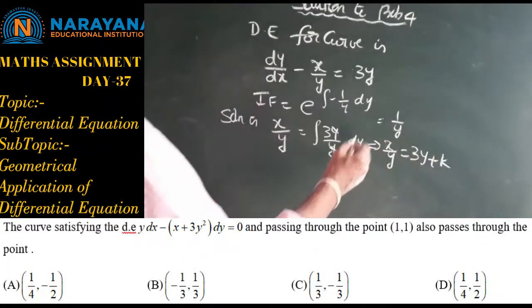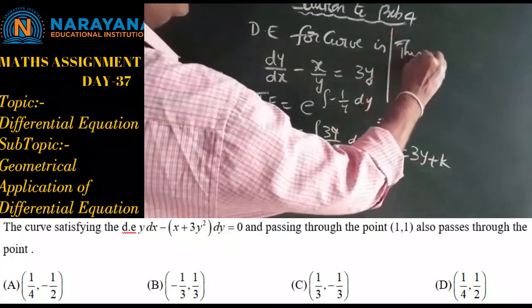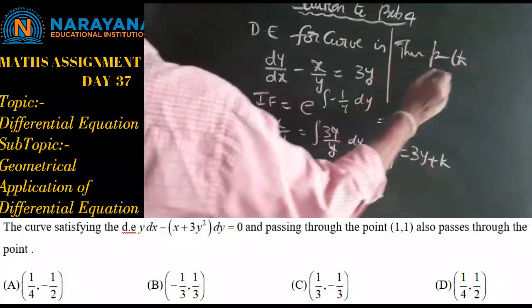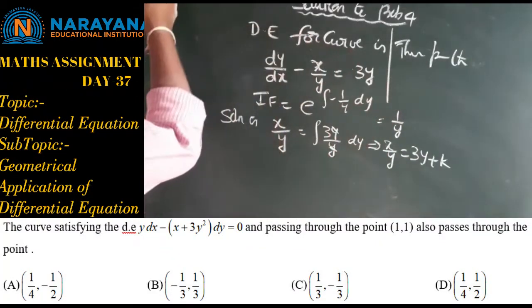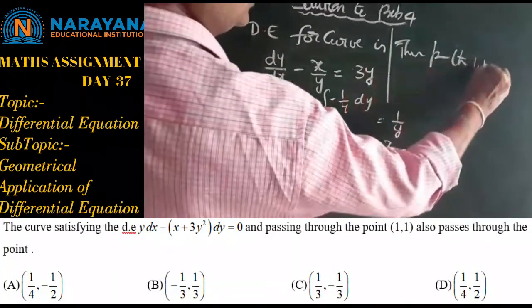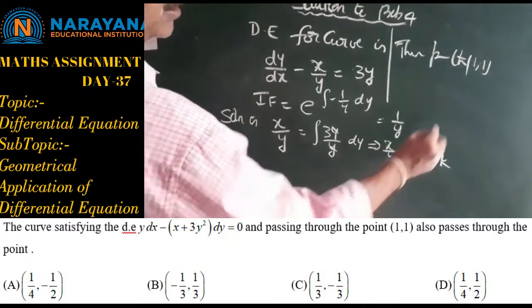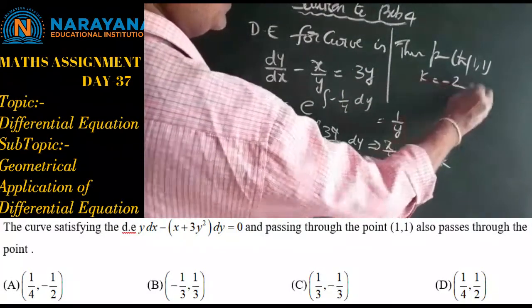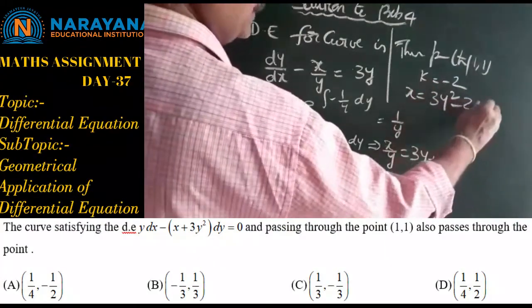It is given that the curve is passing through the point (1, 1). So if you write x equal to 1, y equal to 1, this is 1, this is 3. So the k value is equal to minus 2. So x is equal to 3y square minus 2y.